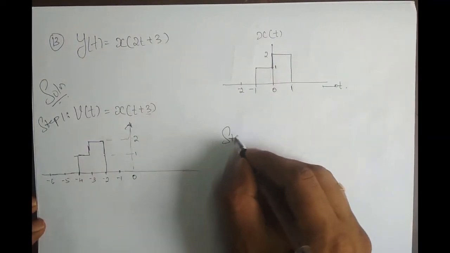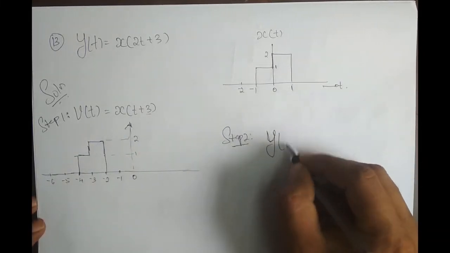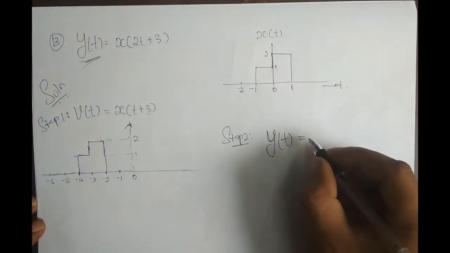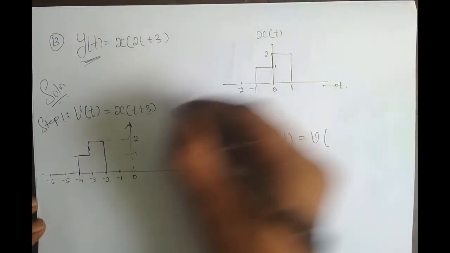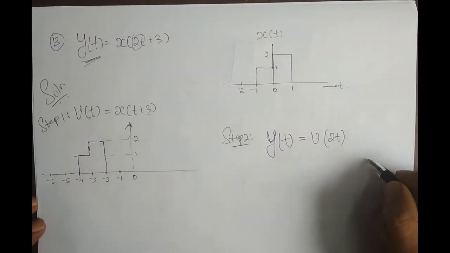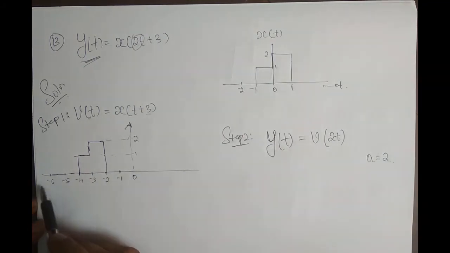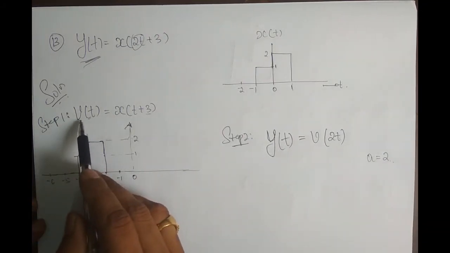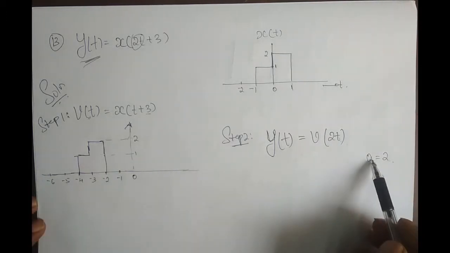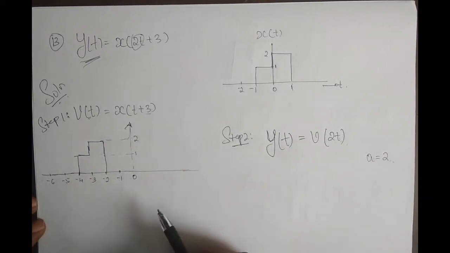What is step 2? Step 2, I have to scale the intermediate signal. y of t is my original signal, which we need here, so it is equal to v of the time scaled version 2t. Now how do I get v of 2t? Here a is 2. I have to take the inverse of a, and multiply it everywhere in the v of t signal, since we are sketching v of 2t. Inverse of a is 1 by 2, so I have to multiply by 1 by 2 everywhere.